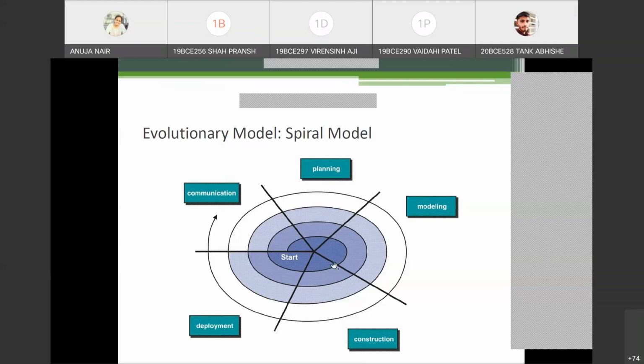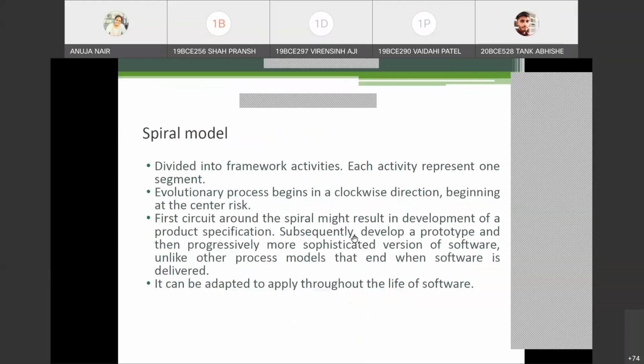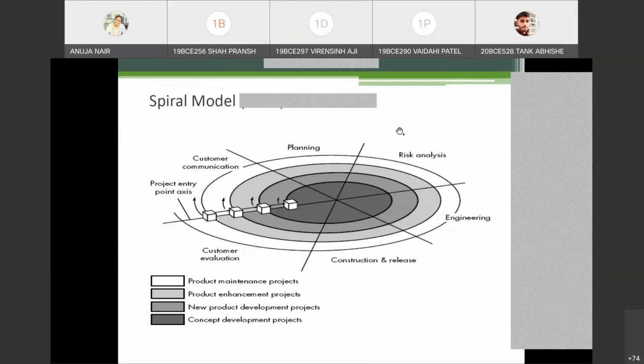ठीक है, ये हमने क्या किया, एक स्पाइरल पे काम किया. मतलब हर एक project जो है that is divided into multiple phases. I'll show you another diagram where it would be much clearer to all of you. One second. Yes. So this is another diagram.